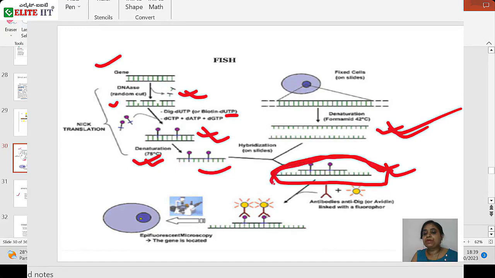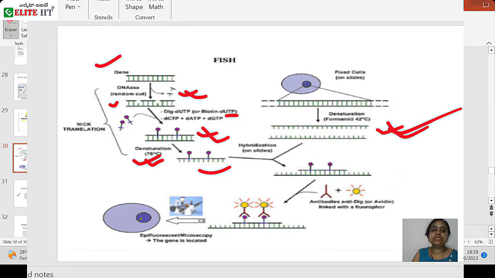So this is the hybridized DNA, and what is attached to this hybridized DNA? Biotin is attached to it; these two biotin molecules are there. Now you have to visualize it. Biotin cannot give you any color, so you have to visualize whether hybridization is happening or not. In order to do that, you have to add antibodies or avidin plus one fluorescent compound.